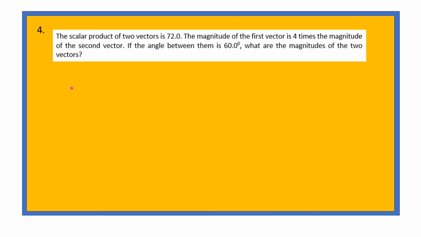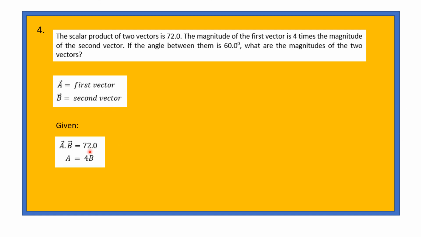So in this problem, we are given two vectors whose scalar product is 72. So we can let A be equal to the first vector, B equals the second vector, so that A dot B is equal to 72. And from this statement, the first vector is 4 times that of the second vector, so we can write A equal to 4 times B. What is the value of A? What is the value of B?